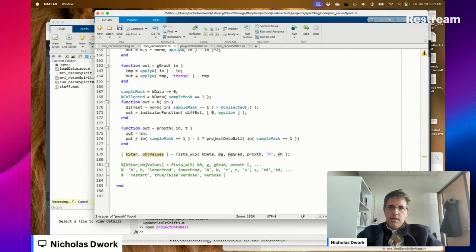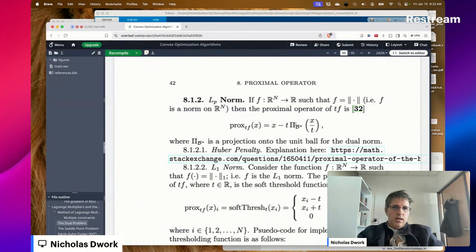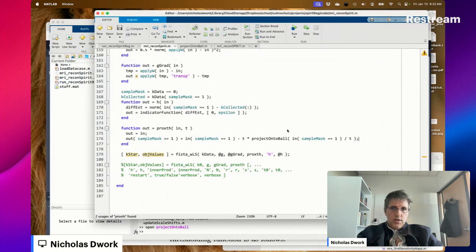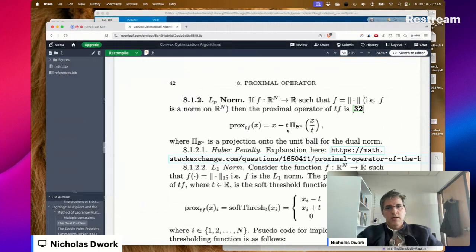Out is equal to in. Out sample mask equals 1 equals in sample minus, divided by T. Projection onto the unit ball. The unit ball. But what about a non-unit ball for the dual norm? So that's the problem.